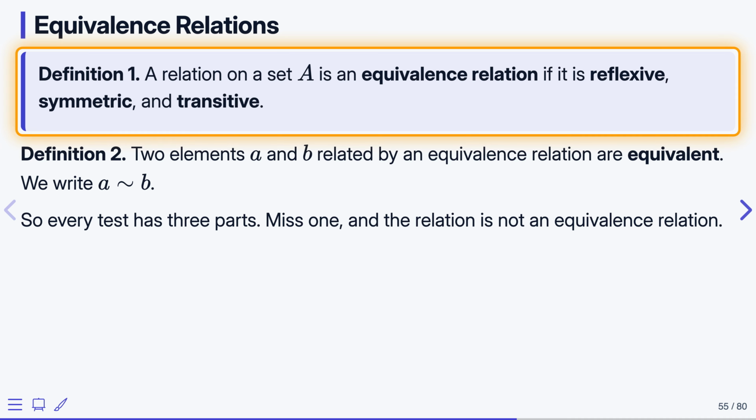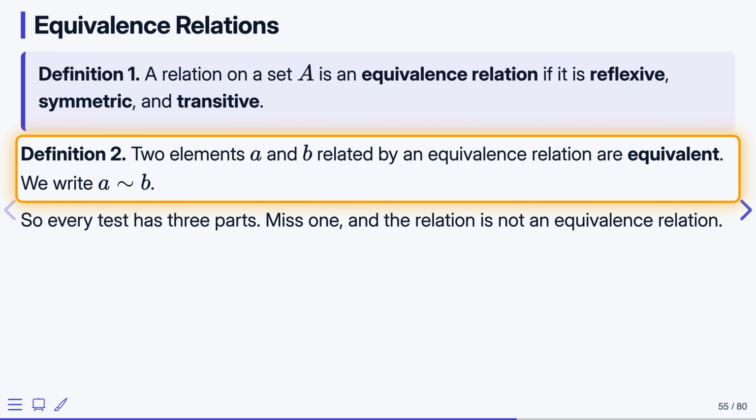Now the main definition. A relation on a set A is an equivalence relation when it has all 3 properties at once. It must be reflexive, symmetric, and transitive. Reflexive means every element is related to itself. Symmetric means, if A is related to B, then B is related to A. Transitive means, if A is related to B and B is related to C, then A is related to C.